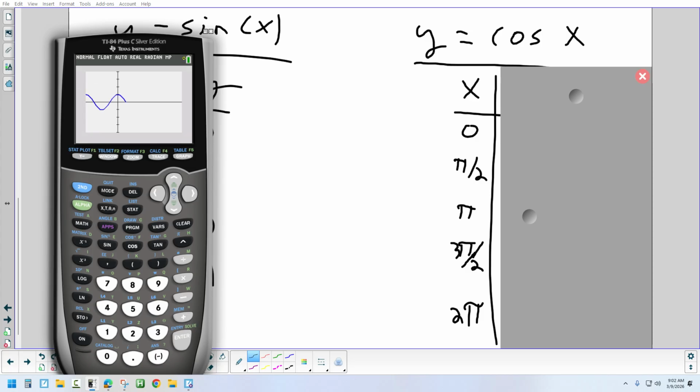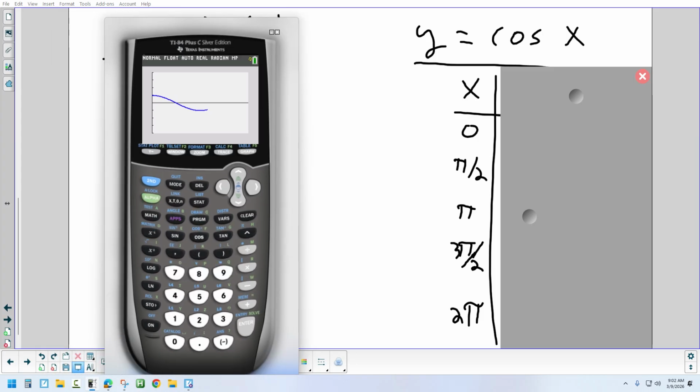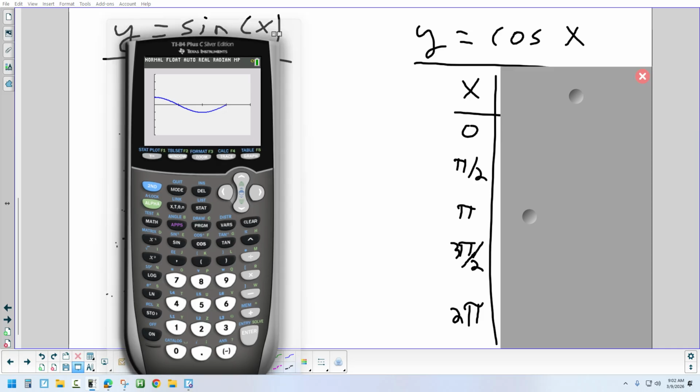And let me set the window to be 1 cycle. And I can put the tick marks in there. There's no tick marks. I didn't set them. But if you want to see them where they're supposed to be, let's go to window, and let's put a tick mark every pi over 2. So there they are.